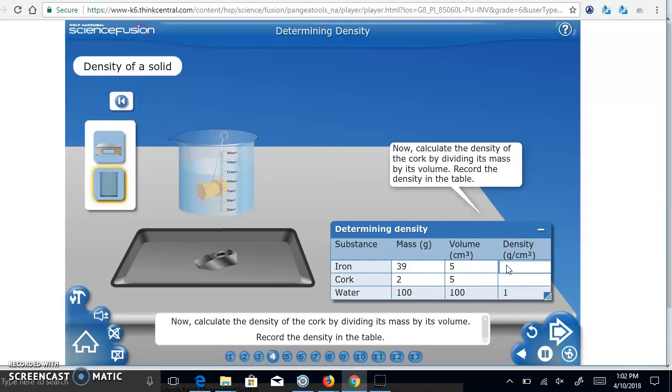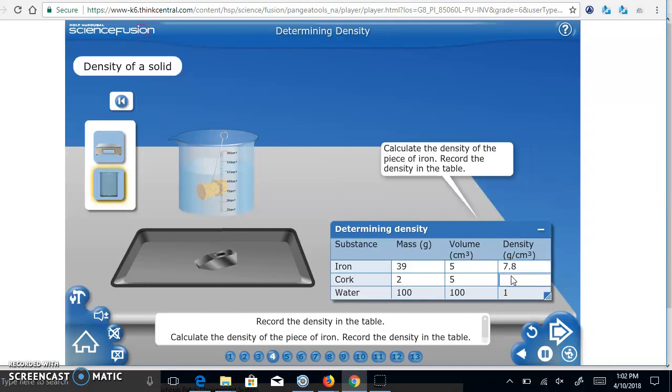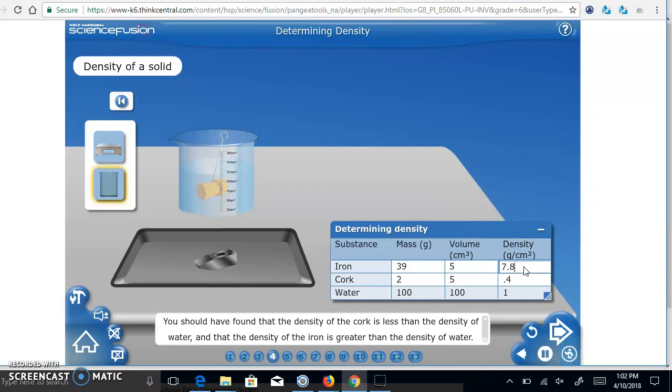Now calculate the density of the cork by dividing its mass by its volume. Calculate the density of the piece of iron. Record its density in the table. You should have found that the density of the cork is less than the density of water and that the density of iron is greater than the density of water.